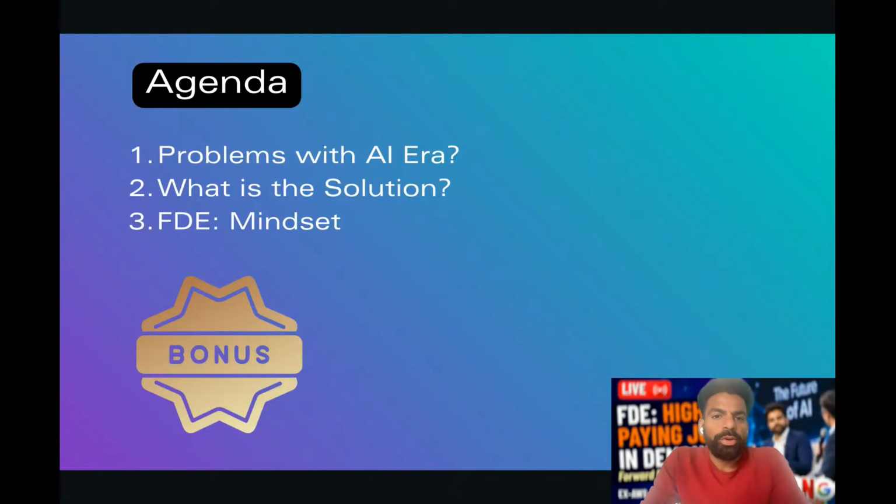Okay. So today we're going to discuss why this role even emerged. There are some problems with the AI era that we're going to discuss. And then we see how we can position the solution and where the FDE sits. What is the mindset of FDE? And in the end, I'm going to tell you one bonus point. All right, let's begin.